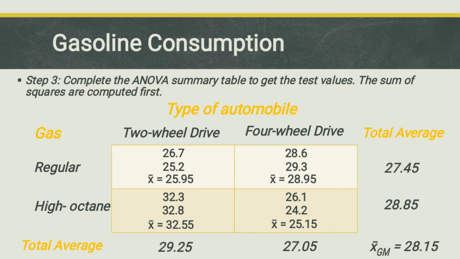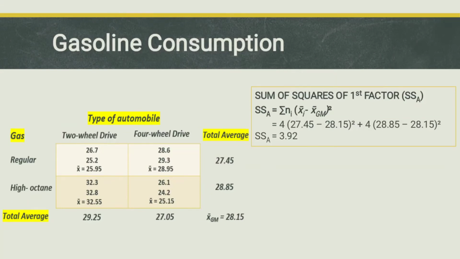For 2-wheel drive using regular and high octane, we have a total average of 29.25. And for 4-wheel drive using regular and high octane, we have a total average of 27.05. And our grand mean is 28.15. Let us compute first the sum of squares for factor A. We have a formula, the summation of the number of data for factor A multiplied by the total mean or average for factor A minus the total grand mean squared. We have 4 multiplied by 27.45 minus 28.15 squared plus 4 multiplied by 28.85 minus 28.15 squared.